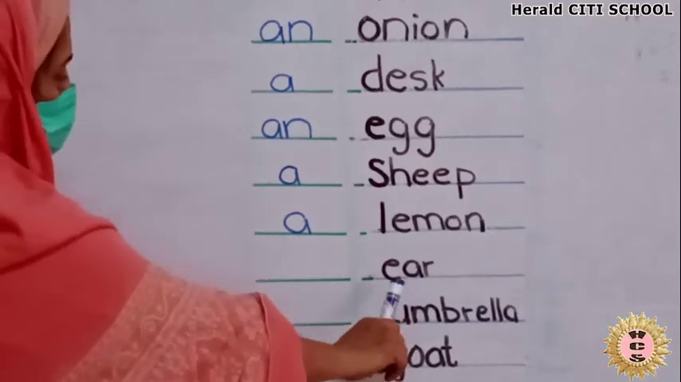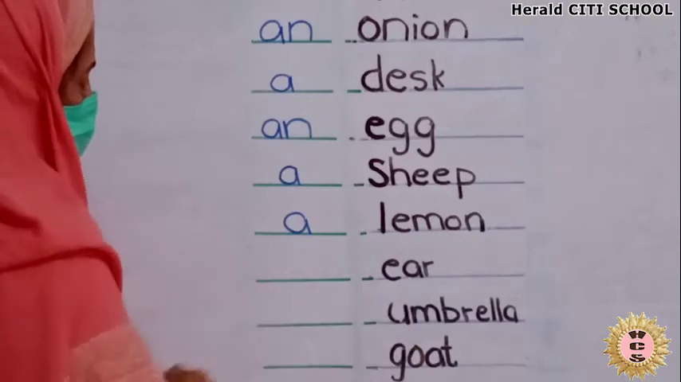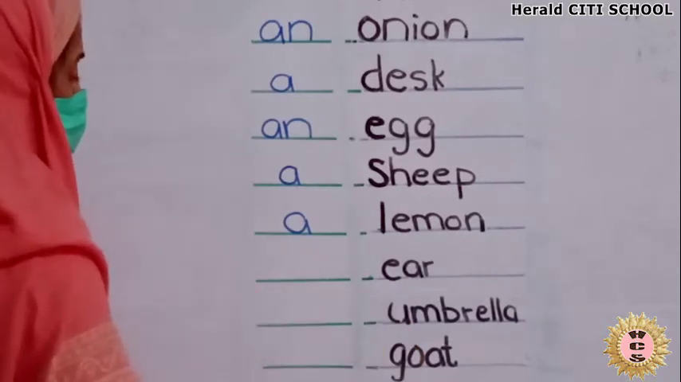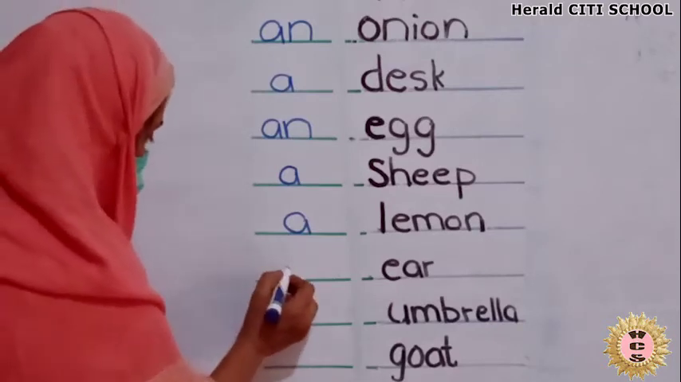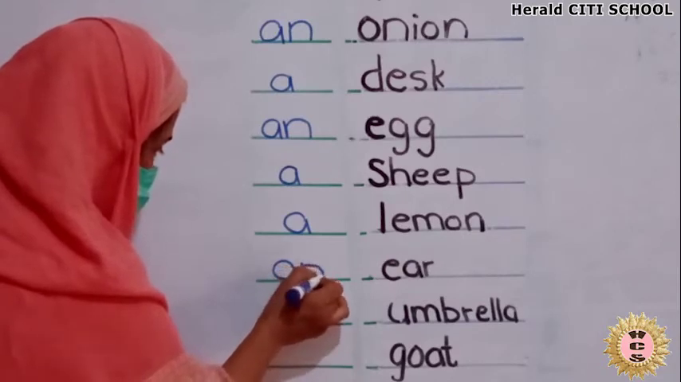This is air. E-A-R. Air. And this word starts with E, and E is a vowel. So we will write here AN.